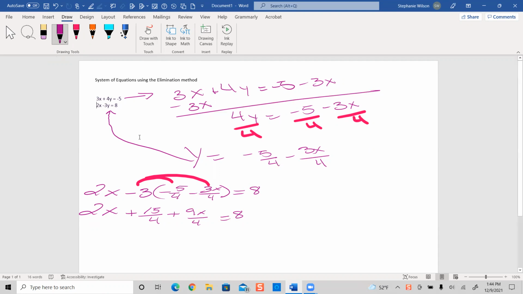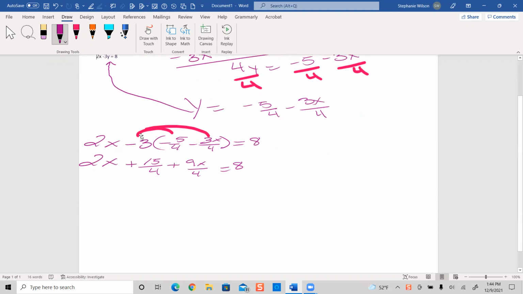So now what we need to do is get all the constants on one side and all the variable terms on the other. And you notice that we have an x here and an x here. So we're going to leave these two on this side. And let's subtract the 15/4 to the other side. Now, you notice that this went to 0. The constant went to 0 and it showed up on the other side.